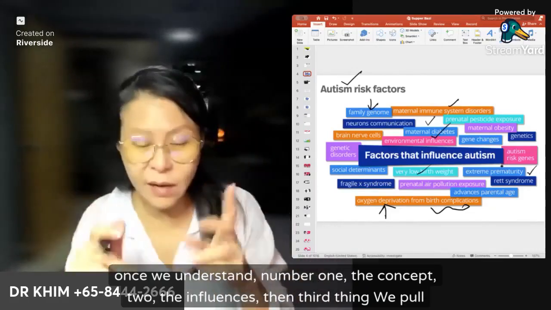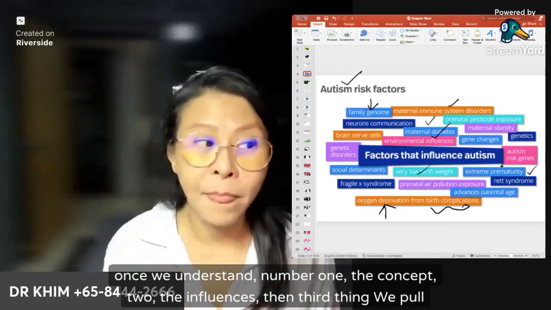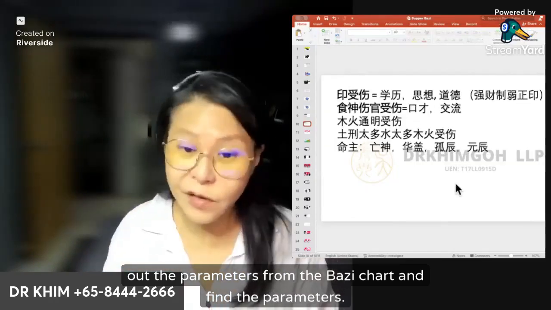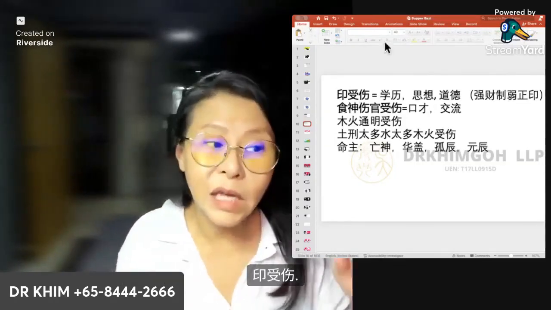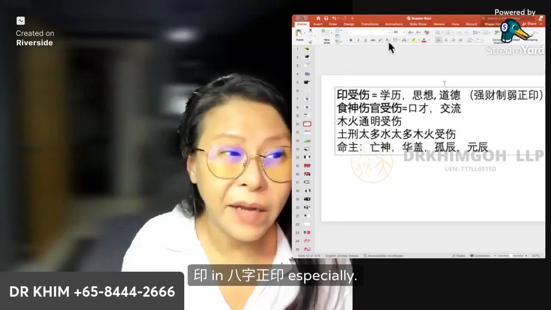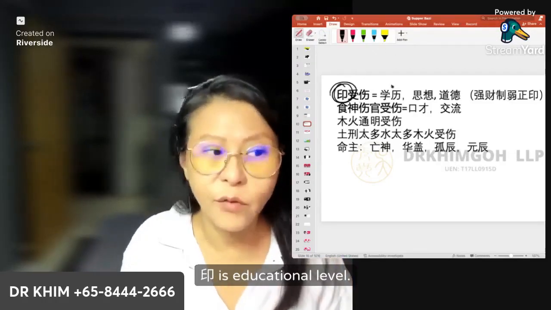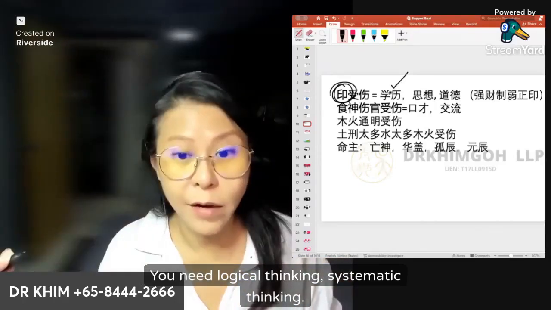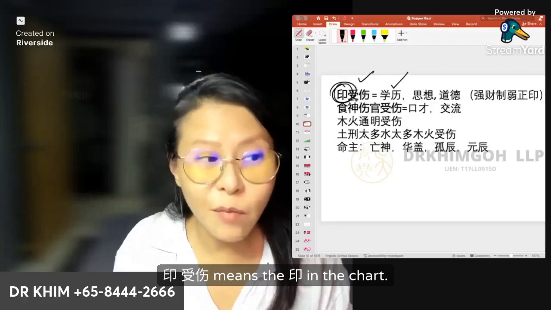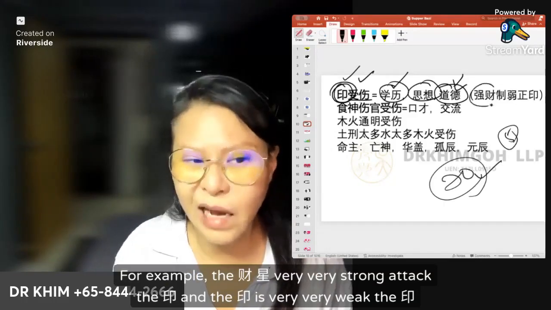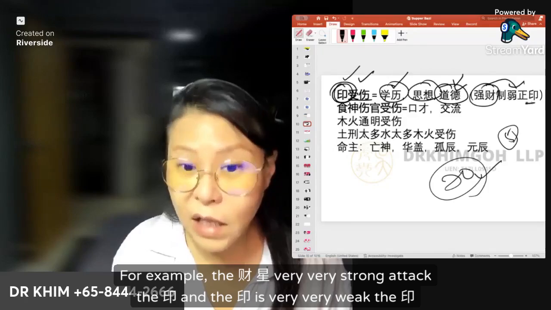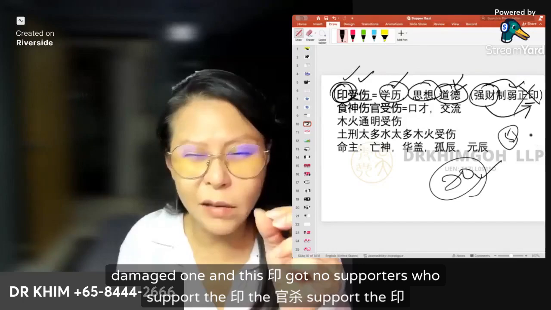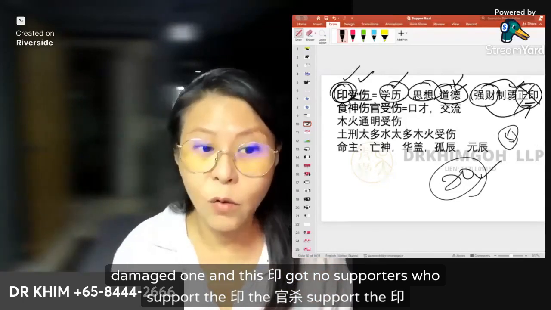Once we understand, number one, the concept, two, the influences, then third, we pull out the parameters from the Bazi chart. These are the parameters. Why? 印受伤. 印 in Bazi, 正印 especially. 印 is educational level. That means educational level requires critical thinking. You need logical thinking, systematic thinking. 印受伤 means the 印 in the chart has a problem. For example, the 财星 is very, very strong, attacking the 印, and the 印 is very, very weak. The 印 is severely damaged. That's what I'm talking about. I'm not talking about those little bit damaged ones. And this 印 has no supporters. Who supports the 印? The 官 supports the 印.